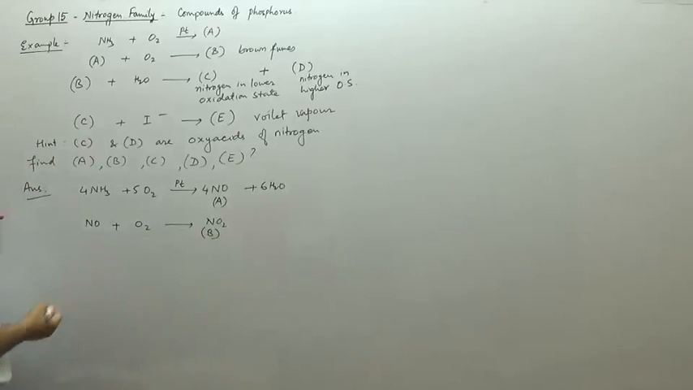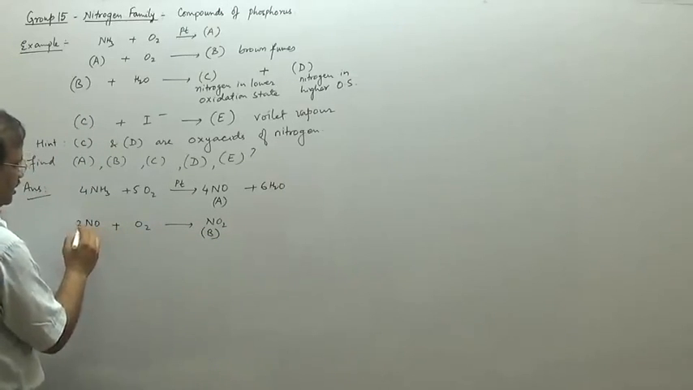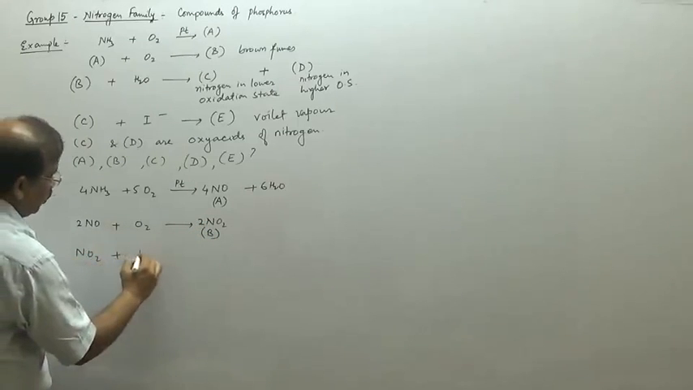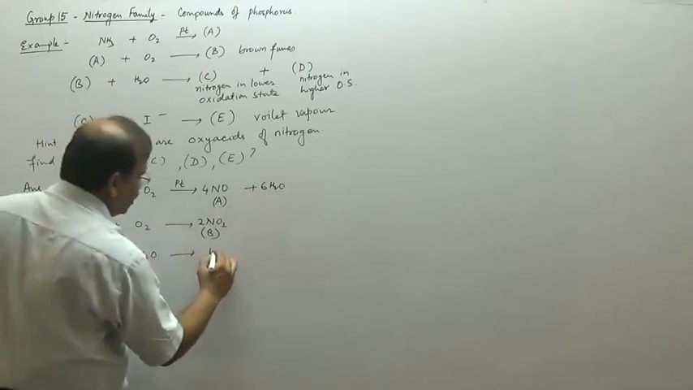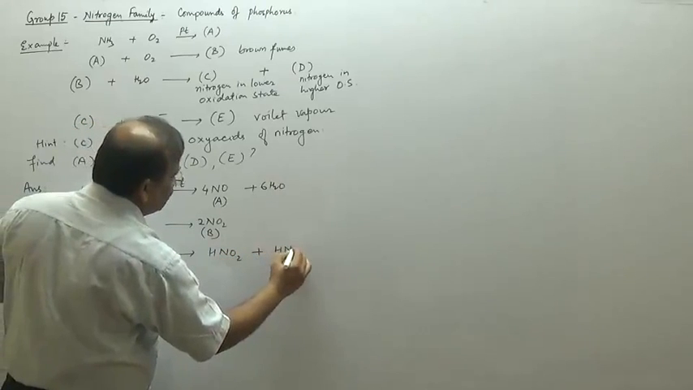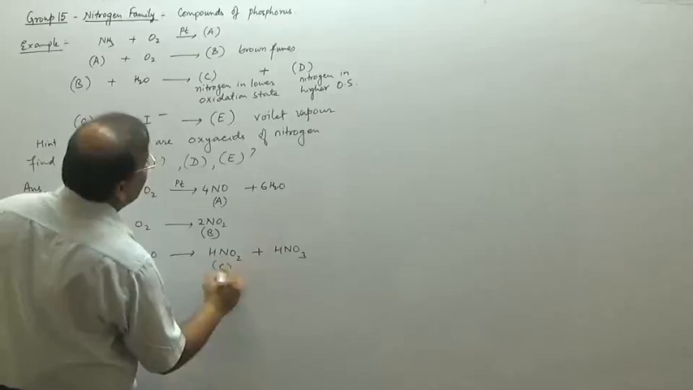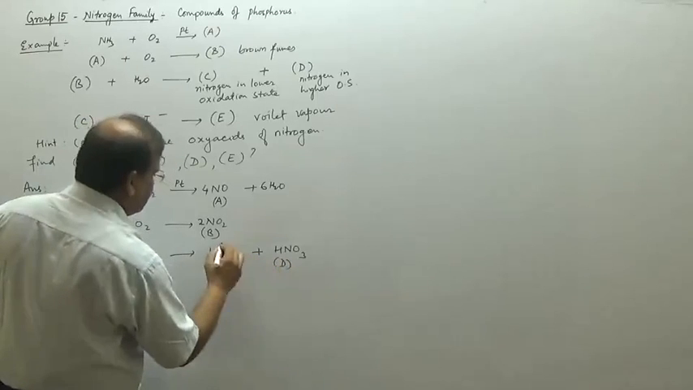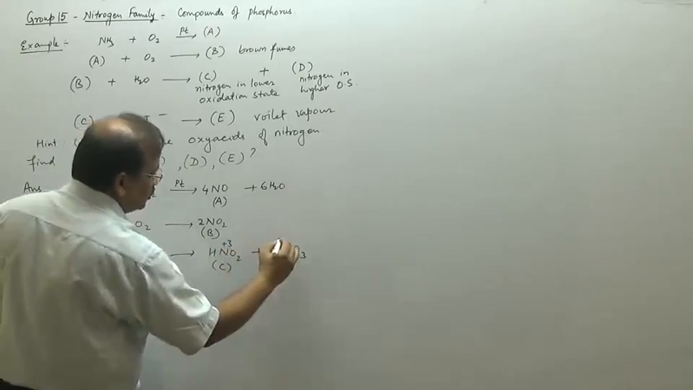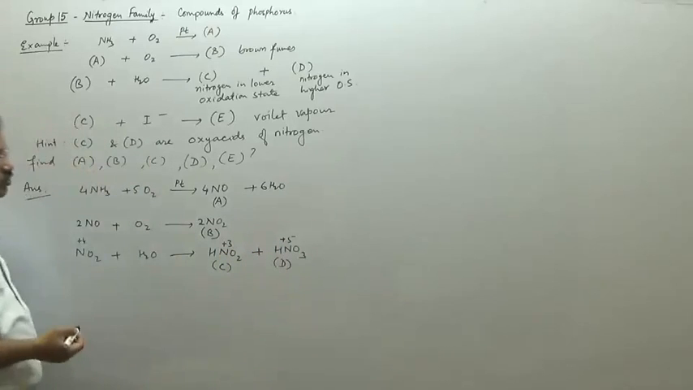This NO2 which is formed after oxidation will react with water and get disproportionated. That is, HNO2 plus HNO3 is formed. So this is your C and this is your D in higher oxidation state. This is plus 4, this is plus 3, this is plus 5. So this is a disproportionation reaction.